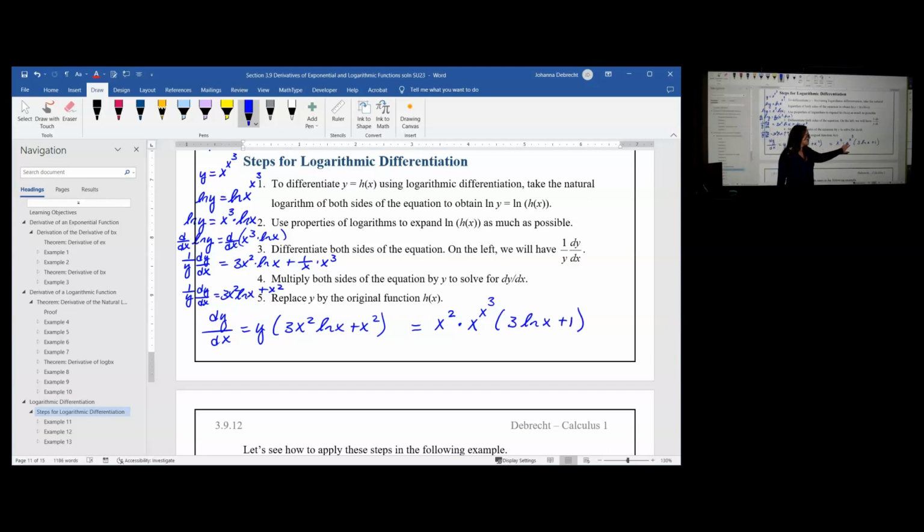Now, I do have two factors with base x raised to powers. If I want, I can combine them by adding the exponents. And this would lead to x to the x cubed plus 2 power times 3 natural log of x plus 1. We actually ended up with an explicit formula for the derivative, which looks much easier and less complicated than the one we had previously.